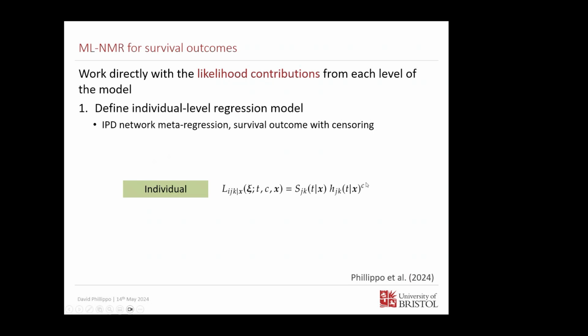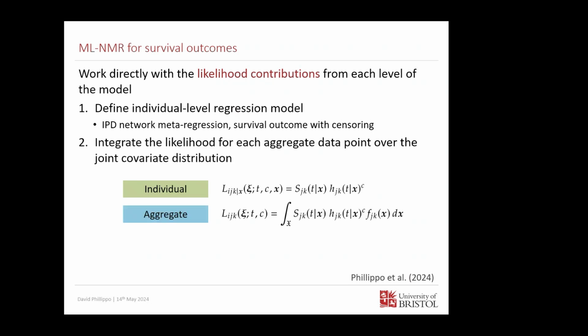So this is the standard Cox likelihood, if you will. So we have a contribution for surviving up to time t from the survival function. And then if you experience the event, you also get a contribution from the hazard function. So the hazard of experiencing that event at time t conditional on the covariates. So that's the likelihood for the individual level of the model.